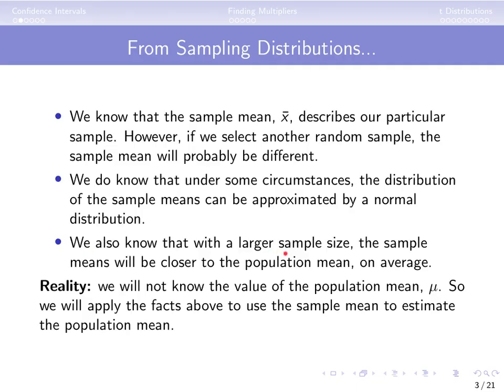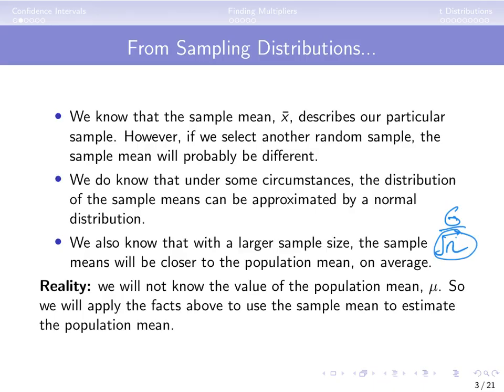We also know that with a larger sample size, the sample means will be closer to the population mean on average. This is because the standard deviation of the sample means is given by sigma over square root of n. So if n increases, then the standard deviation of the sample means goes down, which means that the sample means are closer to one another.